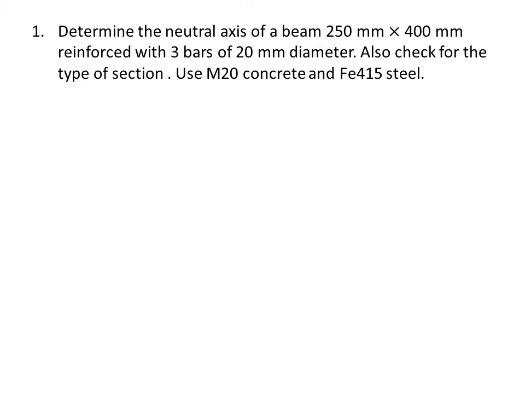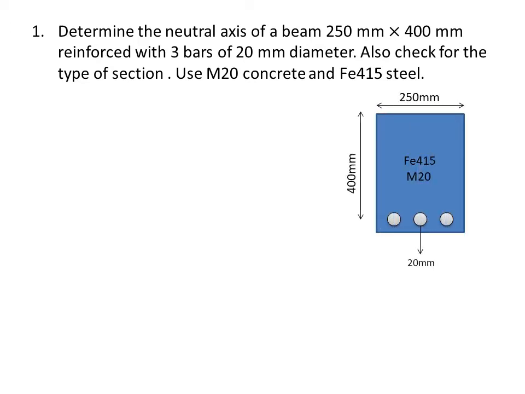Alright, the question is we have to find the neutral axis, that is XU. And we have the beam section, the number of bars with the diameter. We also have to check the type of section of the beam, and what type of concrete and what type of steel is used is also given. Okay, first let's draw the information. It's not necessary, but it will be easier to check than reading the whole question over again.